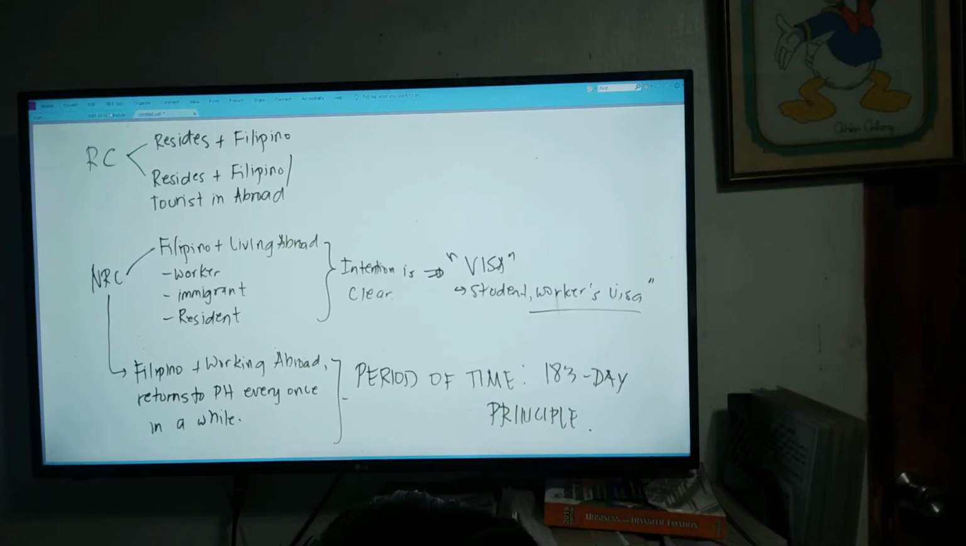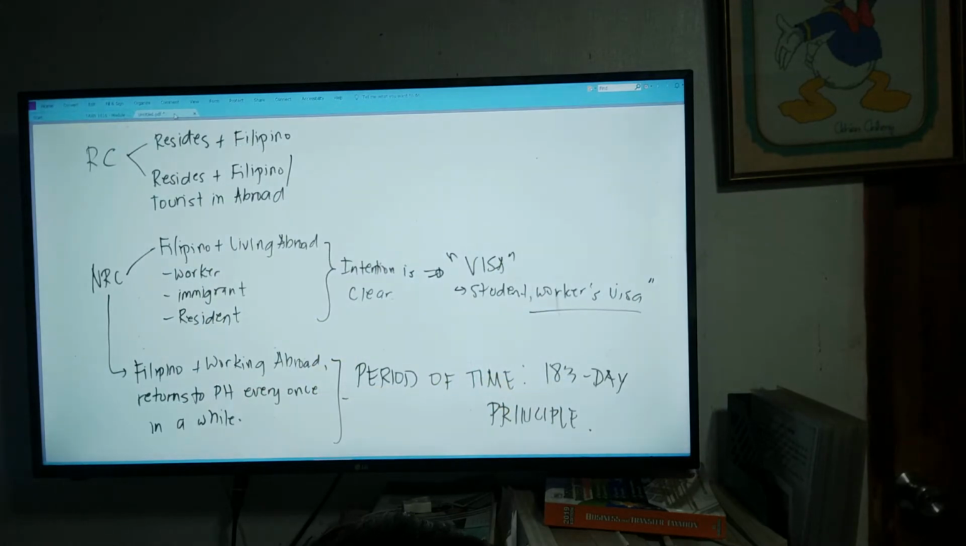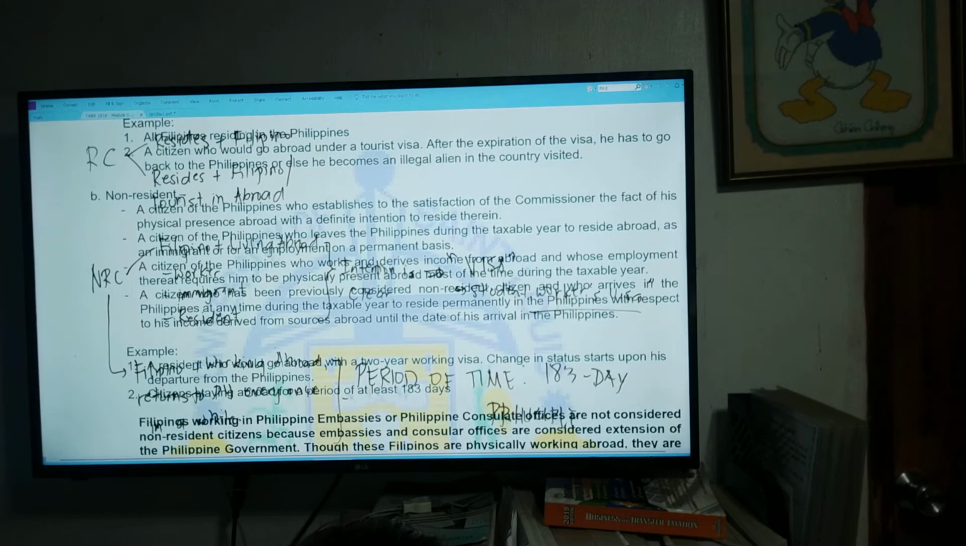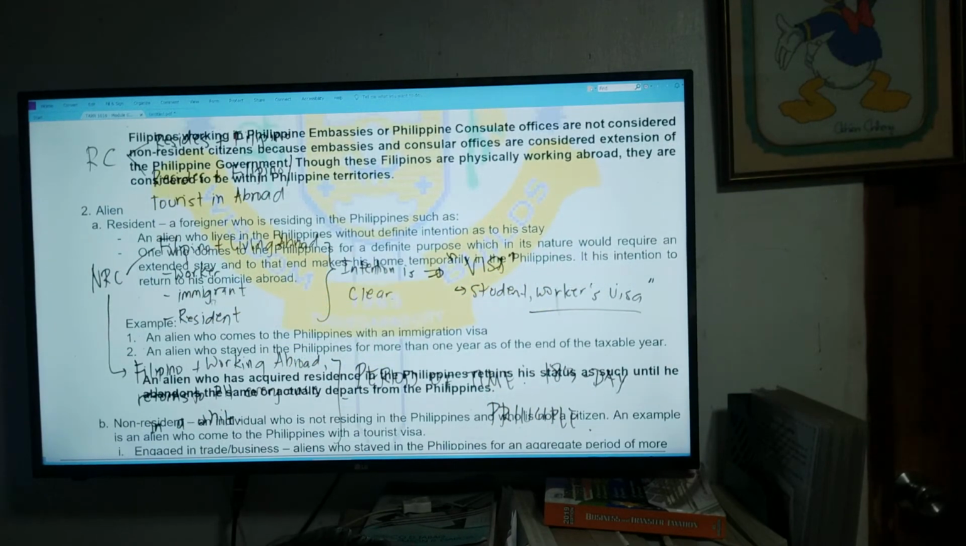Next. Ay, wait lang. Screenshot niyo muna. Siyempre. Okay, I think we're done having a screenshot of it. So, let's go to our next topic.